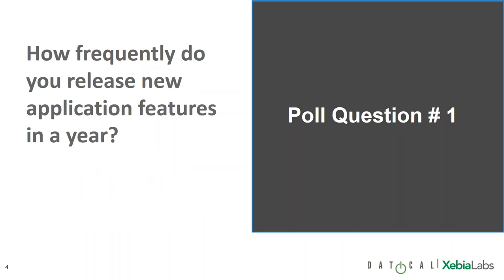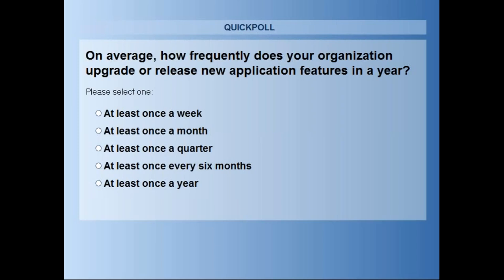I know we want to get things kicked off with our first of three polling questions, so we'll go ahead and put it up on the screen. That should be coming up as an interactive poll for our audience. The question is, on average, how frequently does your organization upgrade or release new application features in a year? We have five answers for you to select from, and we'll give you about 20 seconds or so to put in your answer. Then we'll take a quick look at the results. Also, we will be tweeting out the poll results during the webinar, so if you don't catch the results here, check your Twitter feed.